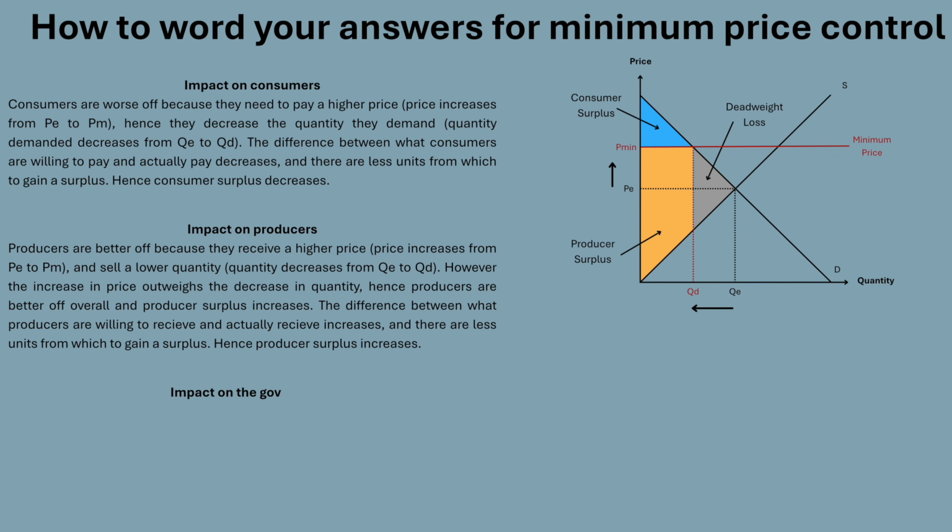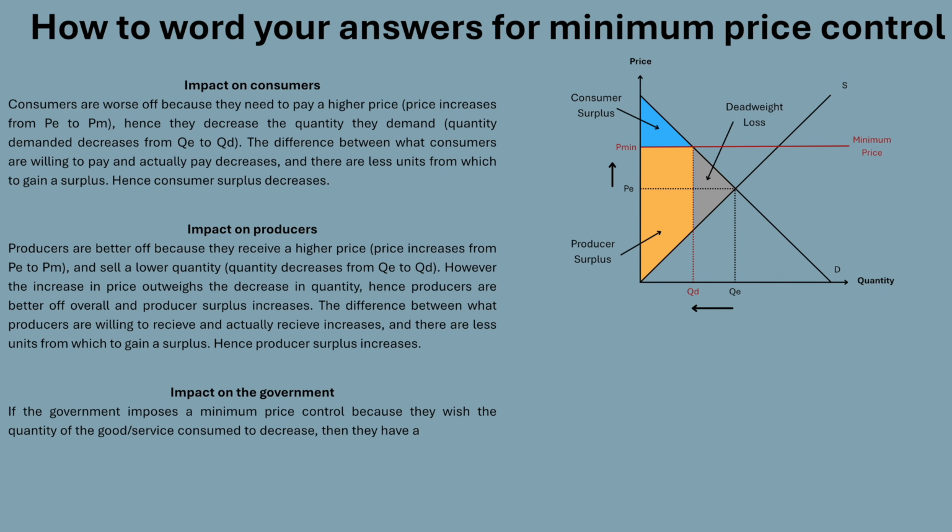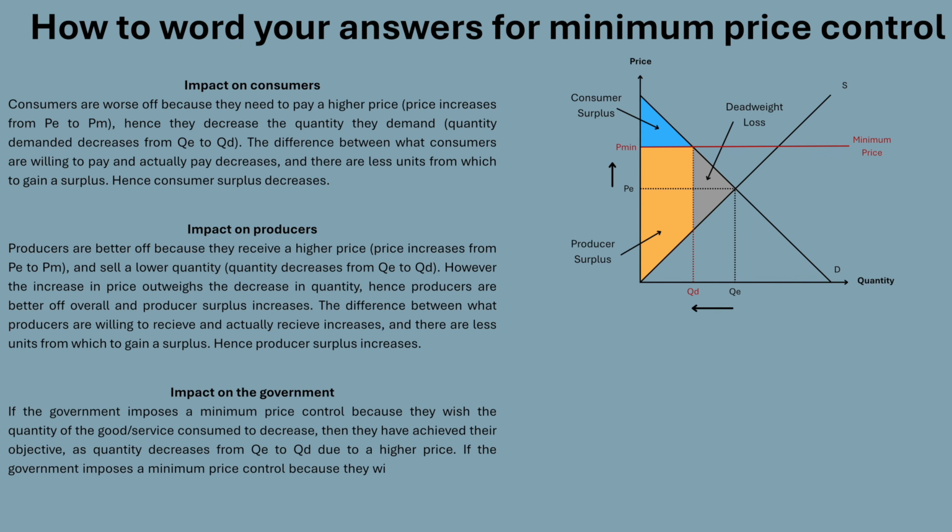Let's look now at the impact on the government. If the government imposes a minimum price control because they wish for the quantity of the good or service consumed to decrease, then they have achieved their objective, as quantity decreases from QE to QD due to the higher price. If the government imposes a minimum price control because they wish the producer to receive more money for their product than the market price, then they have also achieved their objective, as price increases from PE to P-min.